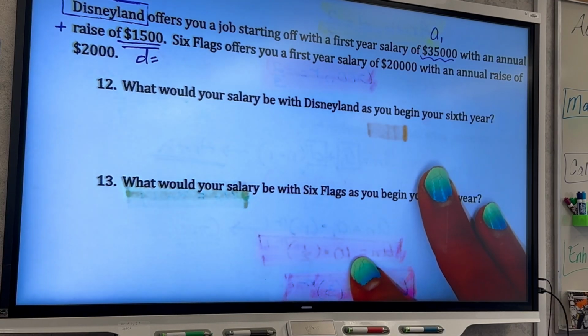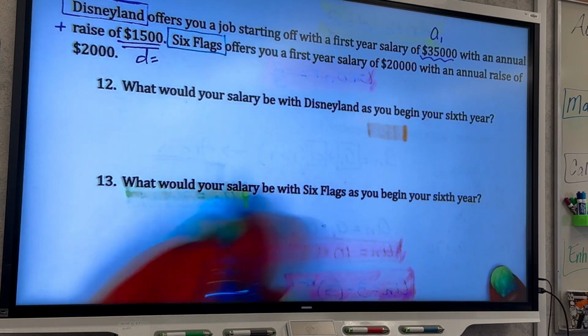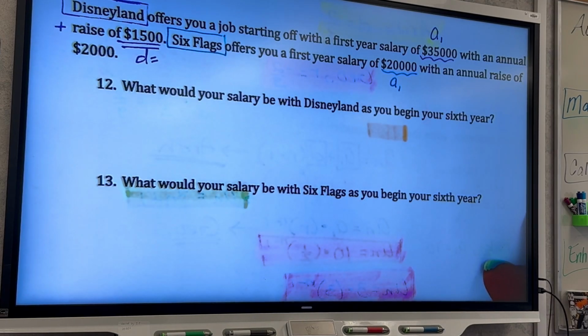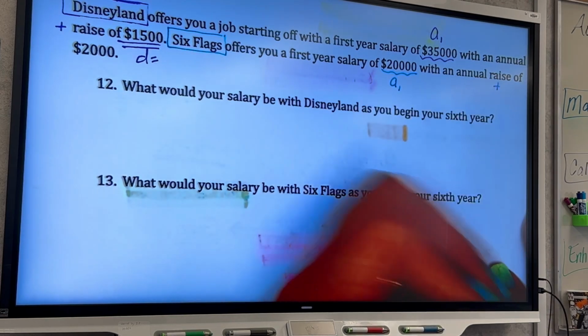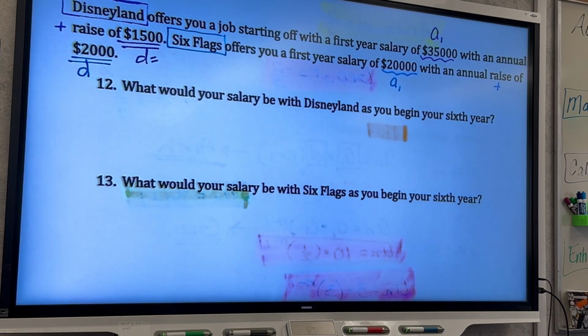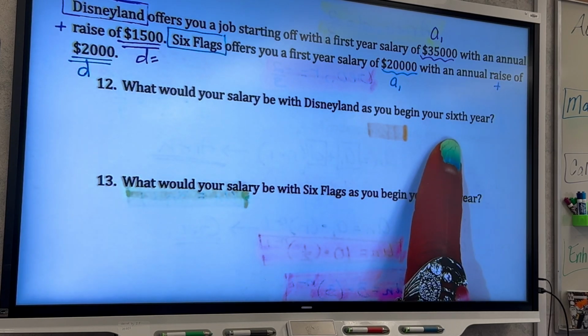Okay, so that's Disneyland. I'll use blue for Six Flags. Six Flags is offering you a first year salary of $20,000. So that's our A1 for the first year, $20,000. With an annual raise, so we're adding $2,000 a year. So there's our common difference for the Six Flags annual salary. Okay, so both of these are what kind of sequence? Arithmetic. So they're both arithmetic. Okay, we're adding the same number every time, but there's two sequences here, a Disneyland sequence and a Six Flags sequence. Number 12, what will your salary be with Disneyland as you begin your 6th year?